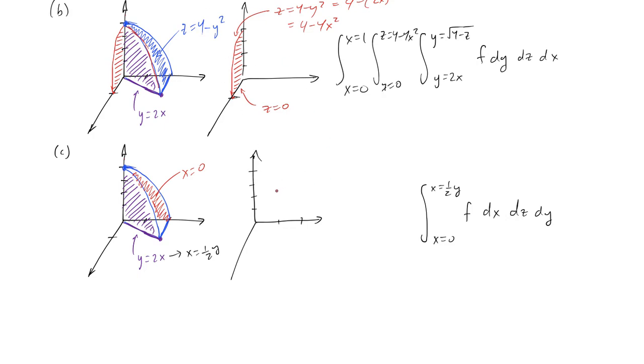So we're looking at this parabola. Here, this region here. And the upper bound is going to be z equals 4 minus y squared, and the lower bound is going to be z equals 0. And then y is going to go from 0 to 2. Just looking at that picture. And that's our last ordering.